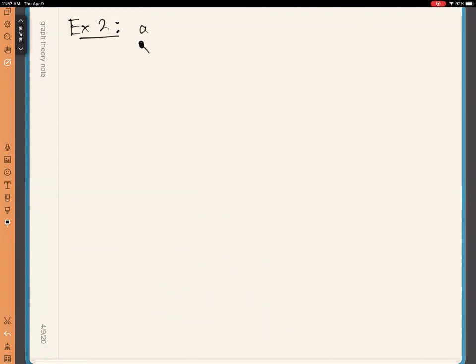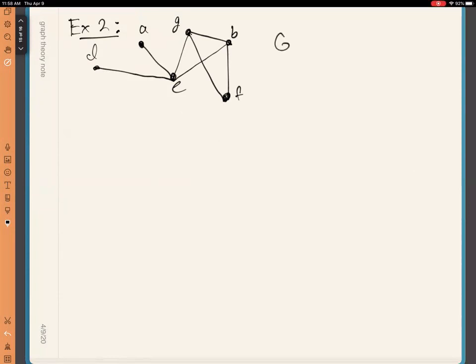So say this is vertex A. This is vertex E. I have G over here. B, and B is connected to F, and say G is also connected to F. I also want B connected to E. And then finally, there's a point D out here, which is connected to E. Right, so this is my graph G. And so the question is, well, is G bipartite?